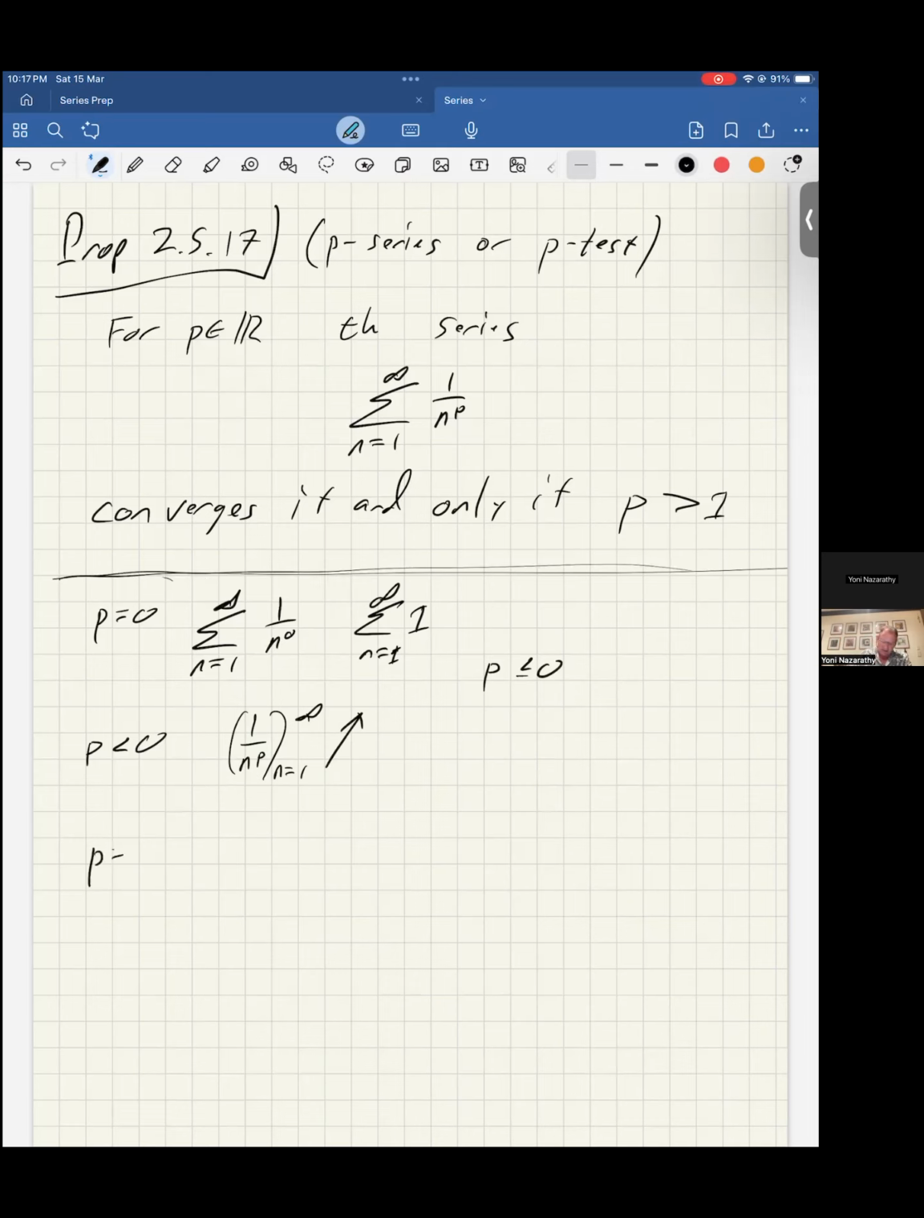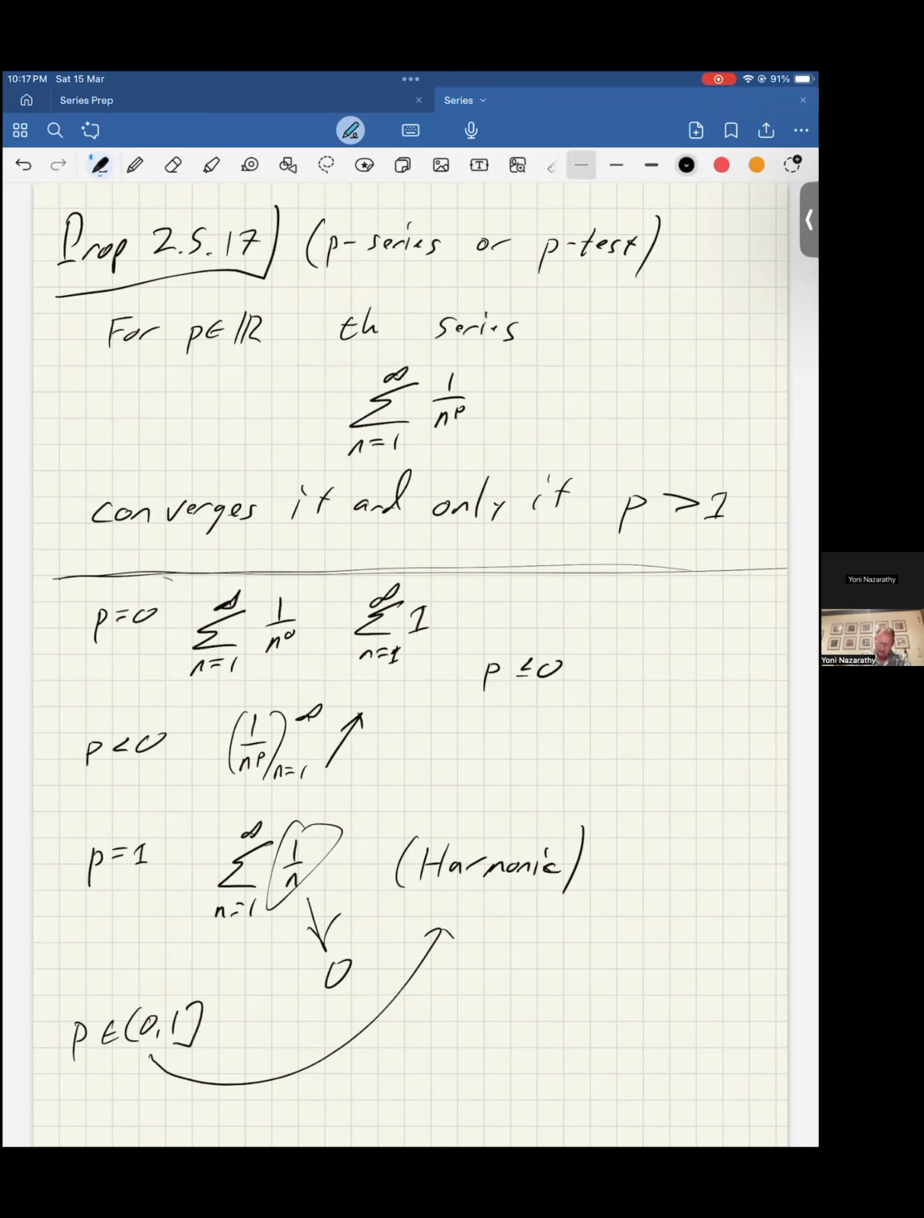Now take the case of p equals 1. That was the harmonic series, right? That's the sum n from 1 to infinity of 1 on n. That was kind of a special series because we saw that even though this thing goes to 0, the series still diverges. We've pretty much proven that before. And what the proposition tells us is that for all p's also in between 0 and 1, 1 inclusive, even though the general term actually goes to 0, they behave like the harmonic series. So the series diverge.